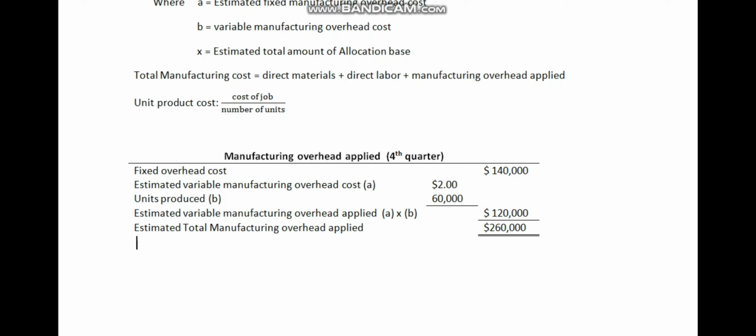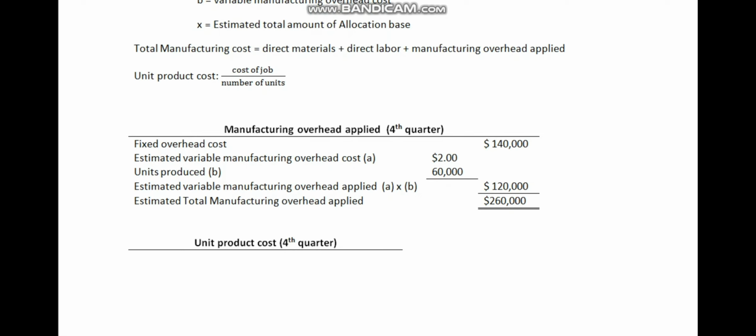Now we have this value. We can easily calculate our total manufacturing cost because the other two values are already mentioned in our question. Let's calculate this. I'm going to merge these two formulas, unit product cost and the total manufacturing cost, together to calculate my unit product cost. That was the actual requirement in 2.